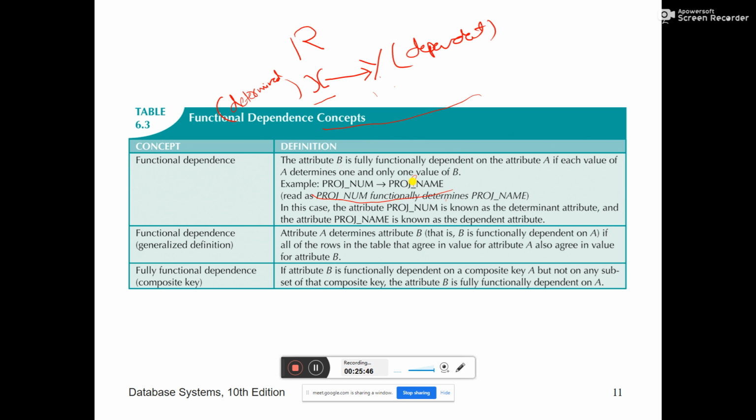Okay, then we have fully functional dependence. What is a fully functional dependence? Now fully functional dependence, here you can see composite key. If we have a composite key, we know that composite key consists of two or more attributes. So then, like in this previous table, if we have our primary key as project number and employee number.